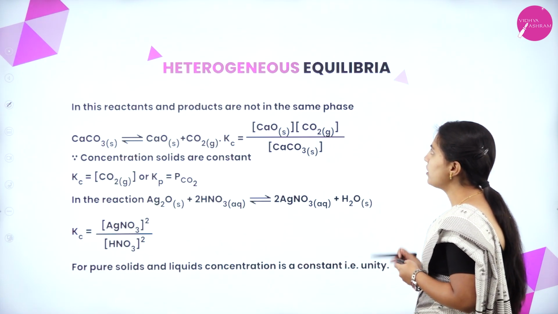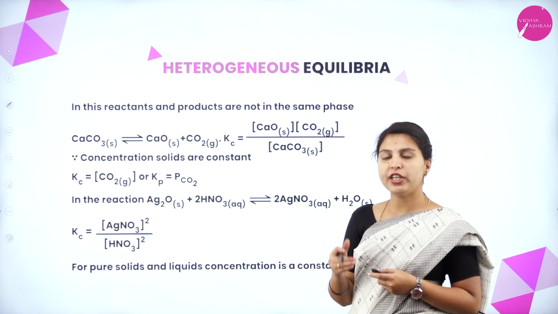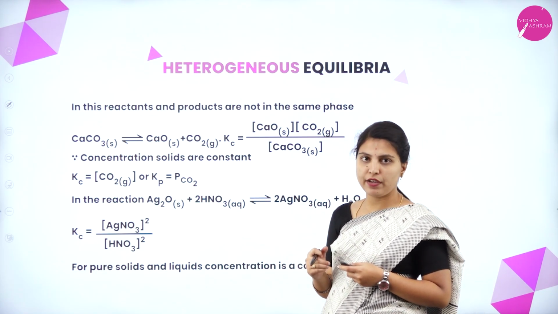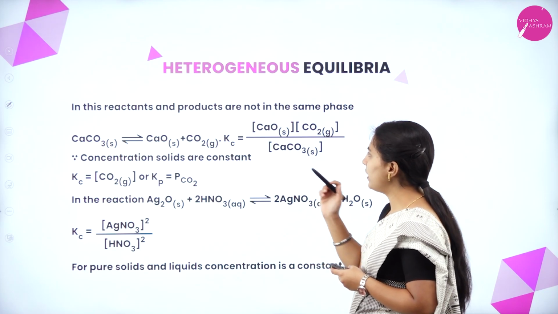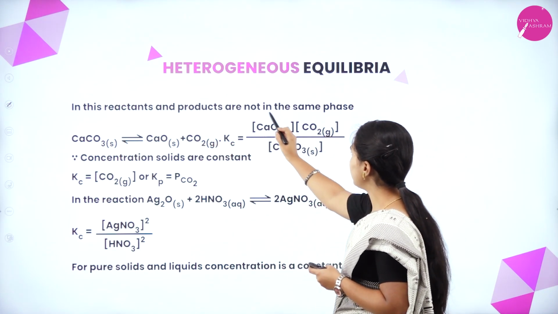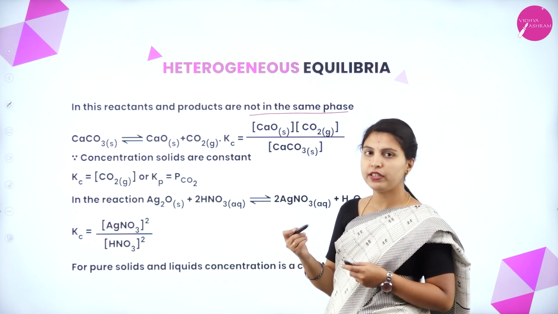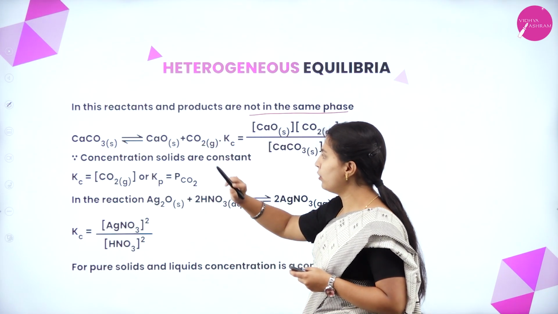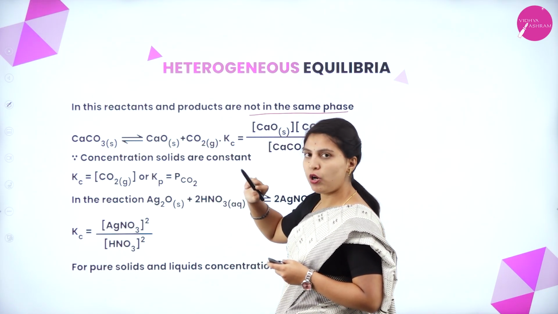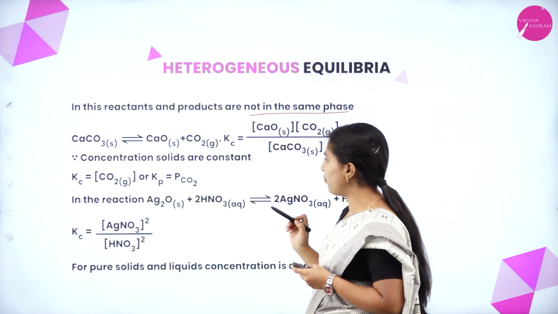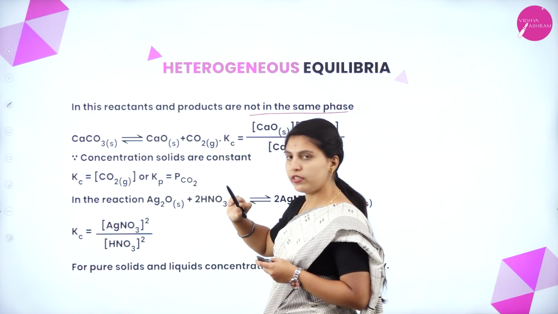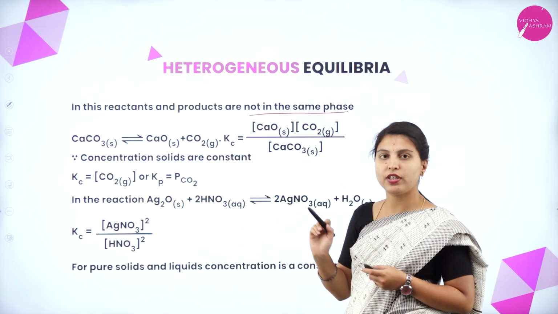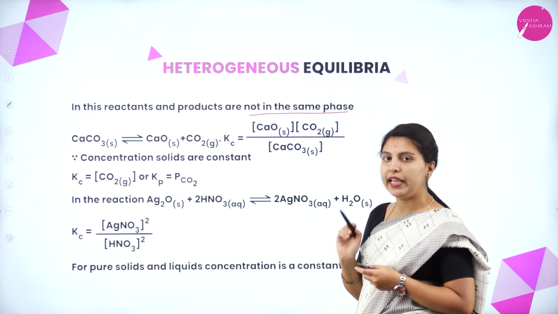Next one is heterogeneous equilibrium. We know now what is homogeneous equilibrium. In the homogeneous system, the reactants and the products will be in the same phase. Okay. Here, the reactants and products are not in the same phase, they will be in different phases. We'll see one of the examples. Calcium carbonate will be in the solid phase. When it decomposes, calcium oxide and carbon dioxide will form. See here, calcium oxide is also in solid phase, but carbon dioxide will be in gaseous phase. This system shows the heterogeneous equilibrium.